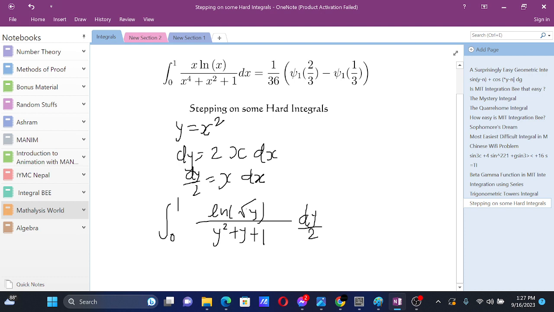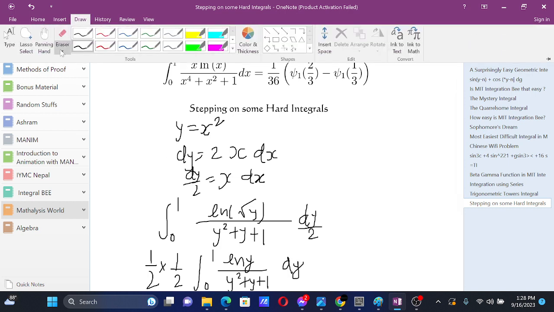Now we can just take 1 by 2 out from here. Using the property of logarithm, that the exponent of the term inside the logarithm just comes out, we get 1 by 2 from the square root and 1 by 2 from here. So now this is the integral from 0 to 1 of ln y by y square plus y plus 1 dy.